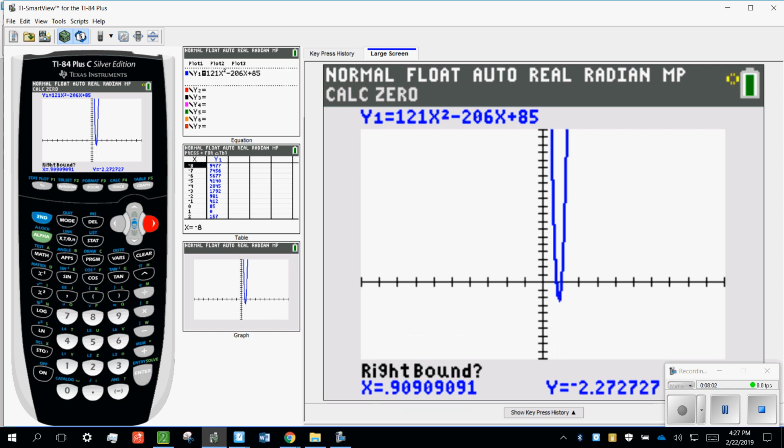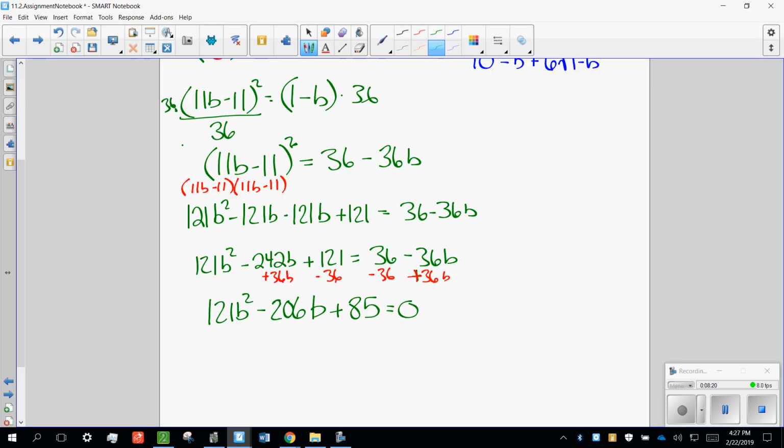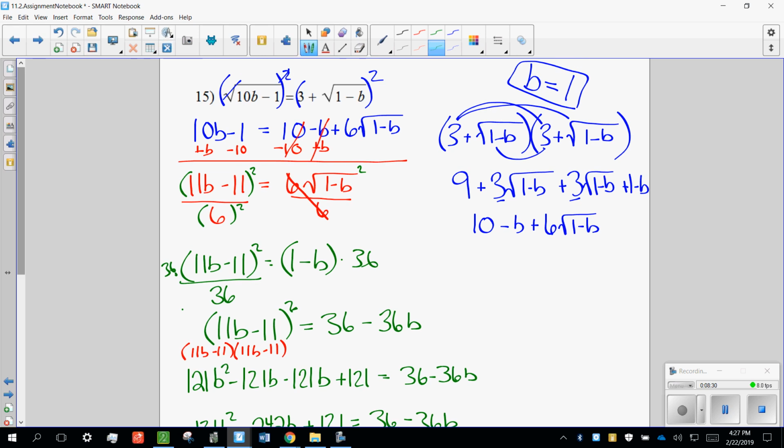So I'm going to hit enter on one side of it, enter on the other side, and it tells me that that 0 is 1, 0. So x equals 1. And from the original graph we could see that 1 was our solution, and another solution would be extraneous. So we know that here we get b is equal to 1. And the other solution is extraneous because of what we had originally. B equals 1.